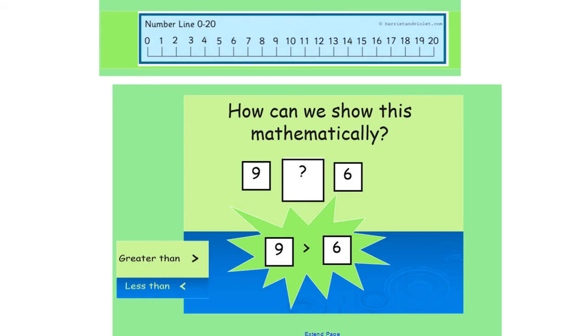How about this one now? I've got the numbers 9 and 6. What do you think? Which sign would go in? I think that 9 is the biggest number on the number line. It's the greatest number, and 9 is greater than 6. So I need to put in the greater than sign. Do you see how I did that?